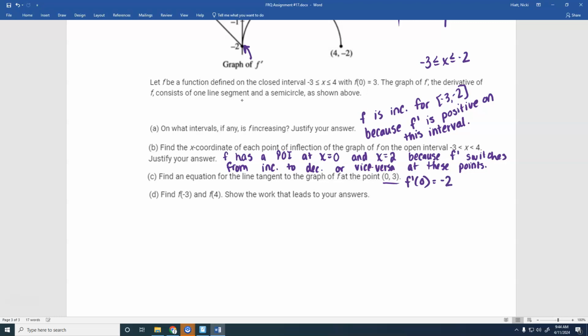I know you're just pulling it from the graph, but you need to write this down because sometimes there's a point there just for finding the slope of this tangent line. And then if we write our equation of the tangent line, it's going to be negative 2 times (x minus 0) plus 3. Of course, it's fine to leave off that 0 if you want.